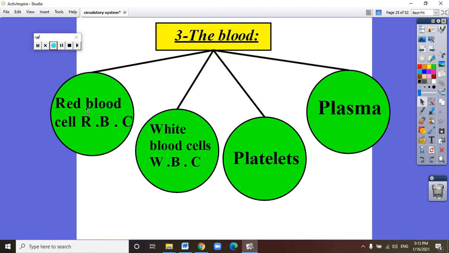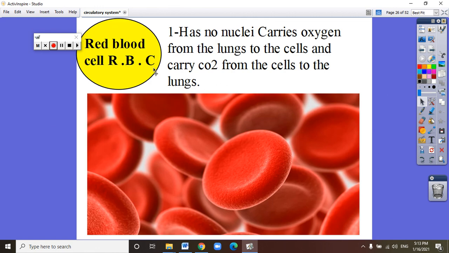Red blood cells, we can write it as RBC, R for red, B for blood, C for cells, and also white blood cells, we can write it WBC. So the blood consists of red blood cells, white blood cells, platelets, plasma. Let's start with the red blood cells.